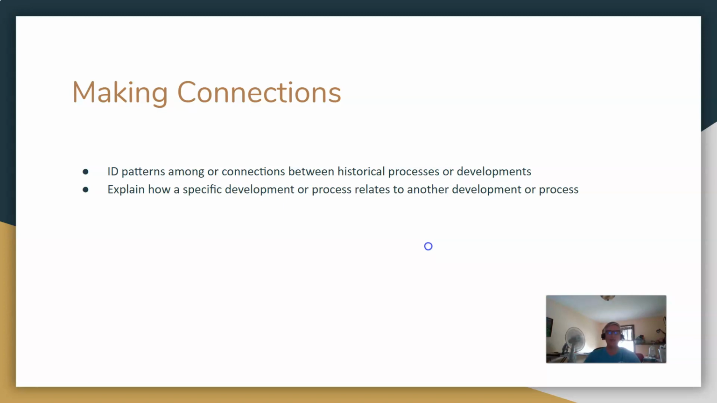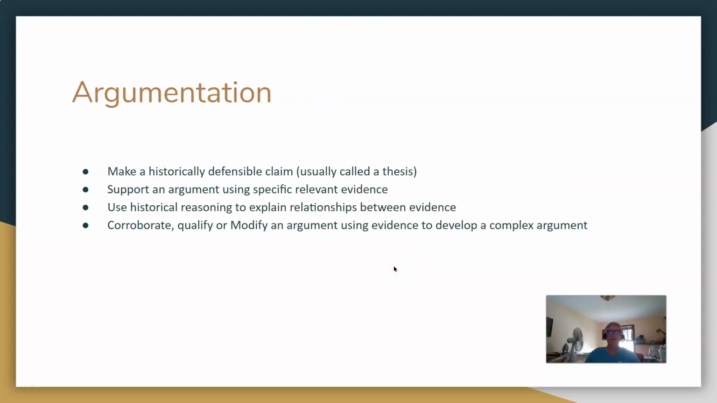And then explaining how a specific development or process relates to another development or process. Okay, and then finally we're going to put all that together into an argument. The idea is to make a historically defensible claim, what we call a thesis, and then support an argument based on using specific relevant evidence, oftentimes the documents.